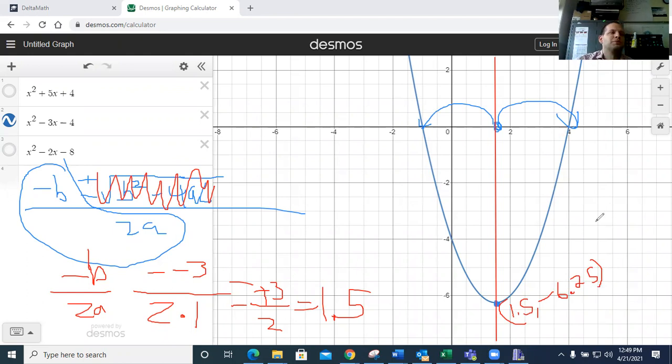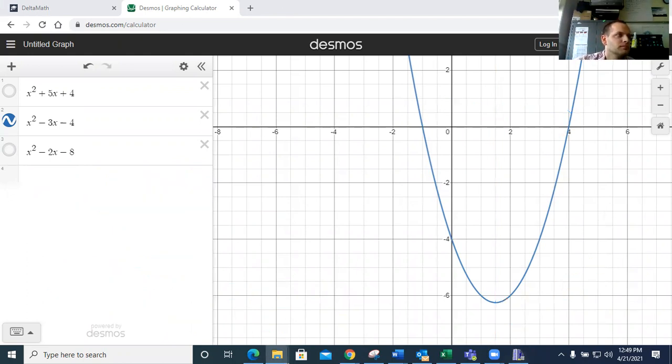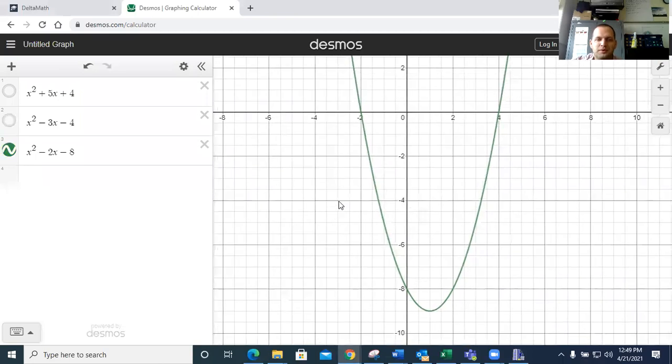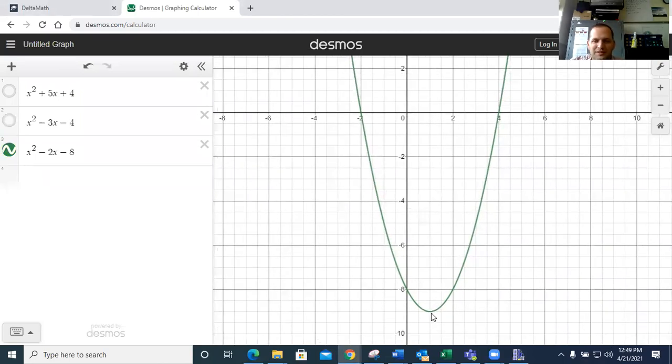Cool. Let's do one more. Even better, I want you to pause the video real quick and try this one on your own. I want you to figure out what that vertex down there is. It looks like it's kind of on a line, but it might not be right on a line. Pause the video if you need to. You should have your answer by now.